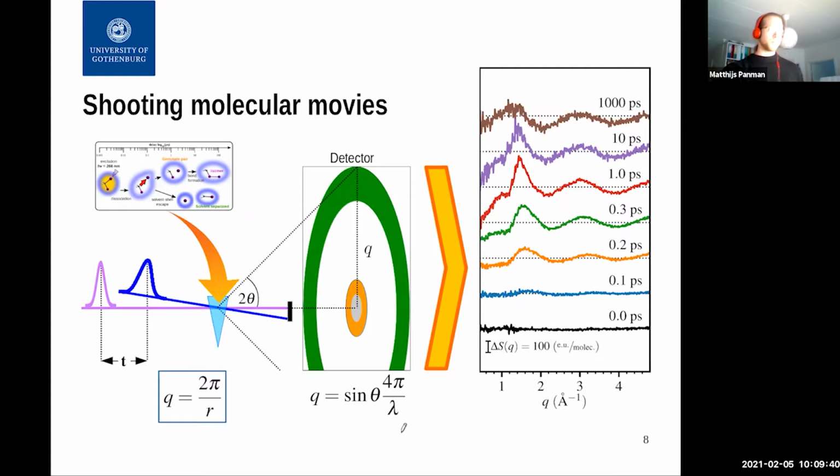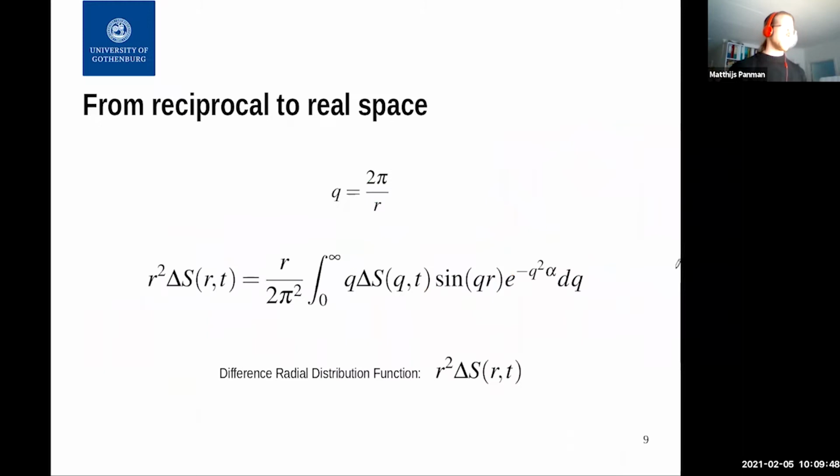And as you probably know, the scattered X-rays reflect the inverse distances between the atoms. Now, reciprocal space is generally not a very intuitive space to work with. So sometimes it can provide insight if you take the sine Fourier transform across the scattering vector and obtain the real space representation of the different signals. And sometimes this real space representation can also trick you, so beware. But we do use this representation.